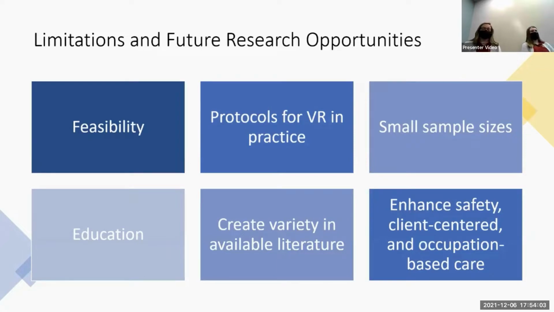And then just another limitation, and really a future research opportunity, is to create variety in what's available. There was a lot of research that focused most on motor rehab and neuro rehab, but not so much on other areas. There were a few pieces on ADLs and a few pieces on autism and social behaviors, but there needs to be more to show how this can be used for all areas of OT that we address, because we don't just address 3 areas. We address many areas, so this needs to be expanded to show that.